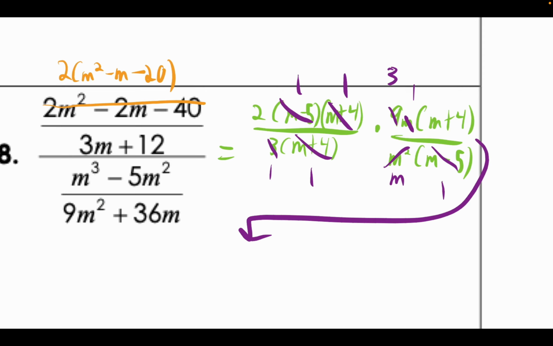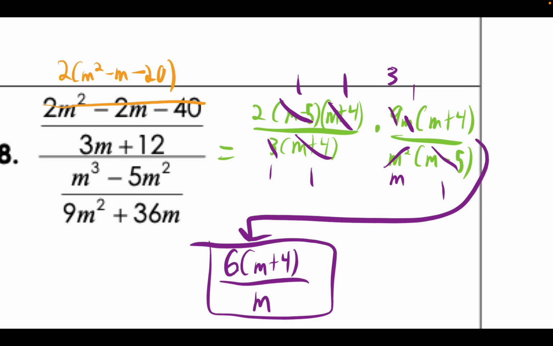Woo! All that to say we have 2 and 3 on the top to give us 6. M plus 4 as well. So 6 times the quantity of m plus 4. If you want to redistribute that 6, you're more than welcome to, but I leave it as is. Then we are just left with the m on the bottom. And that's our answer.